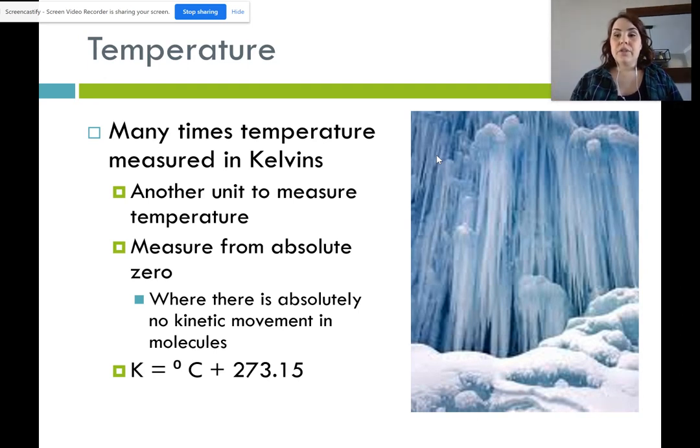Now, it is important to know how to convert between kelvins and degrees Celsius. Essentially, if you're given the degrees Celsius in a question, you need to add 273.15 to it, and then that's how you convert into kelvins. Okay.